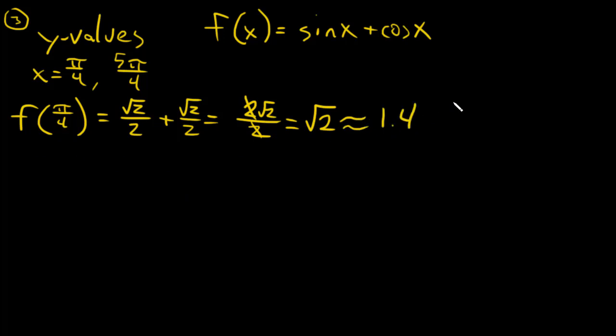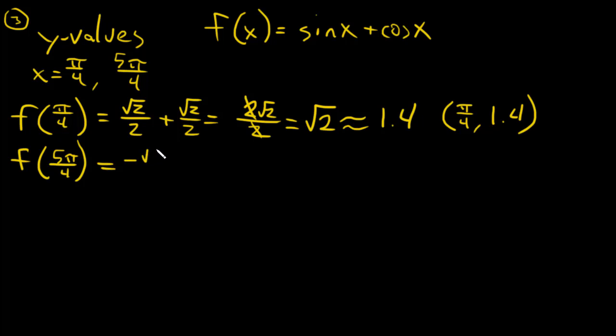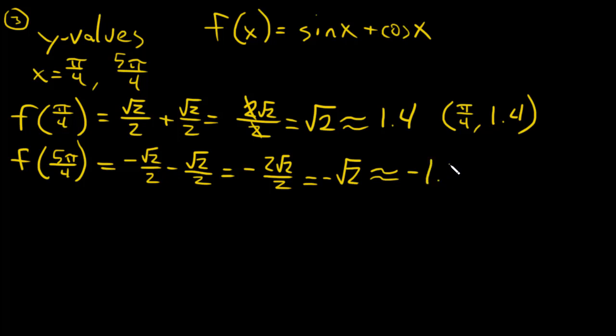Okay, so we're going to get a point somewhere around at x equals pi over 4, y is going to be 1.4. Okay, now we do f of 5 pi over 4. F of 5 pi over 4, well, that is going to be negative root 2 over 2 minus root 2 over 2, which is going to be negative 2 root 2 over 2, which is negative root 2, approximately negative 1.4.